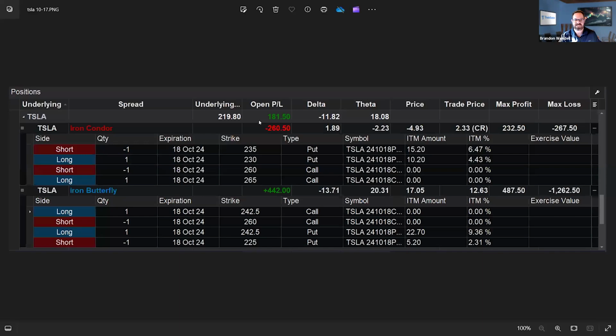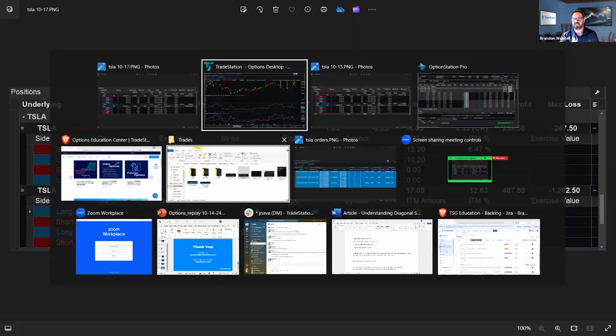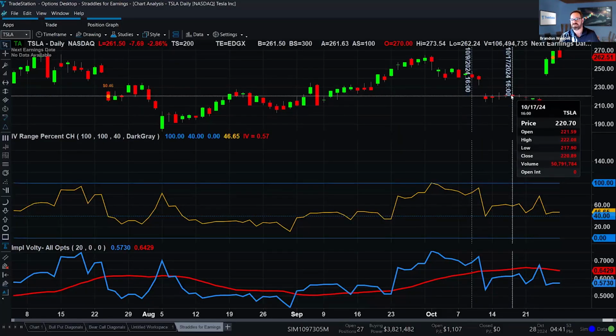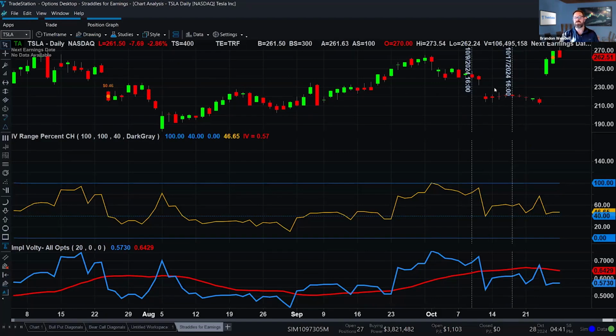And in this case, what was it? 235 and 260 were the sold ones. And you can see on the 17th, we were trading way beyond 235. We were trading around 220. So what I should have done, and probably will do in the future as we go over this a little more, is take a look back to see, okay, on the last earnings, how much of a price jump did we have?